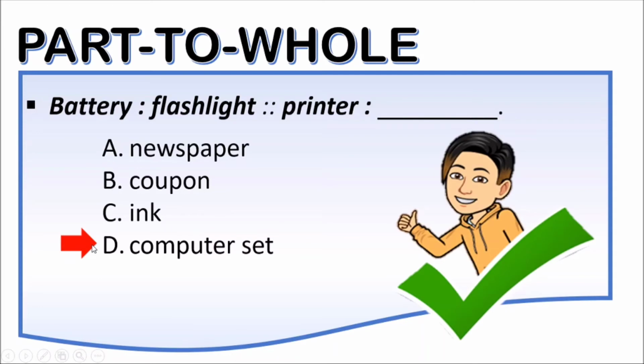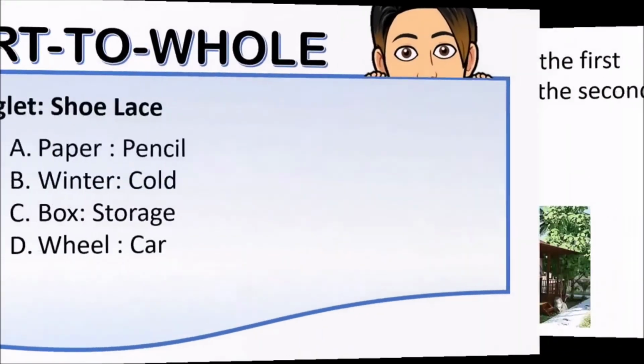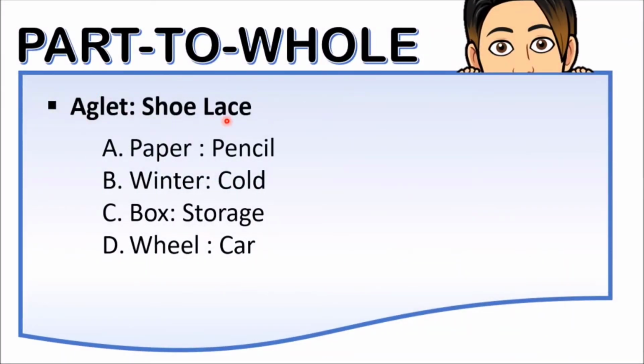So, what do we mean when we say part to whole analogy? These are pairs that show the first word as the part of the second word. For example, branch is to tree as roof is to house, okay? Now let's try to answer this one. Aglet is to shoelace. Sir, what is an aglet?